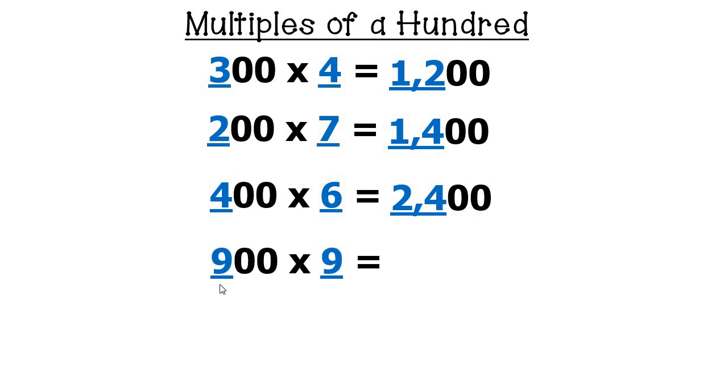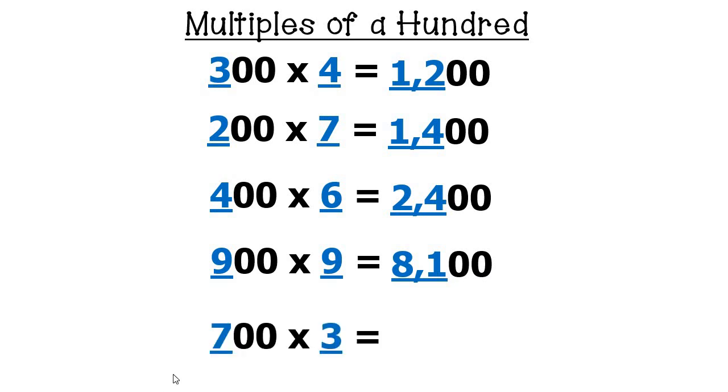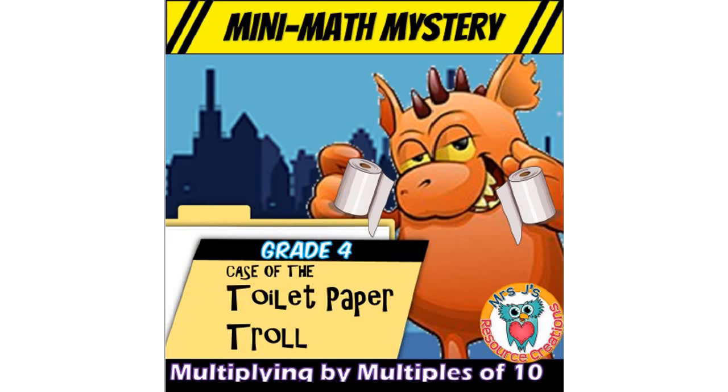2,400. 900 times 9, well, that's 9 times 9 is 81. 2 more zeros at the end is 8,100. And finally, 700 times 3 is going to be 7 times 3 is 21. 2 more zeros gives us 2,100. So anytime one of those factors that we're multiplying by is in the hundreds place, then we're going to take our answer, find it as the basic fact, and add the 2 zeros so we bump it over to the hundreds place as well.